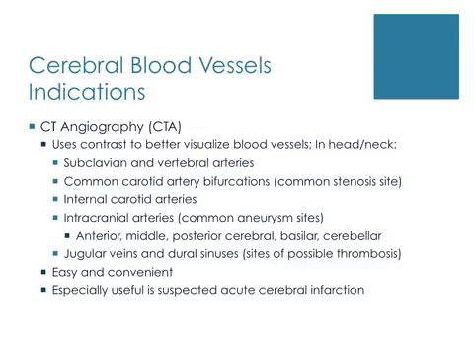Some of the blood vessels that are imaged are the subclavian and vertebral arteries, the common carotid artery bifurcations, which is a very common stenosis site, the internal carotid arteries, the intracranial arteries, which is a common aneurysm site, and these include the anterior, middle, posterior cerebral, basilar, and cerebellar arteries. And another set of common veins or arteries is the jugular veins and the dural sinuses, which are sites of possible thrombosis. A CTA is usually easy and convenient, and it can be done quickly.